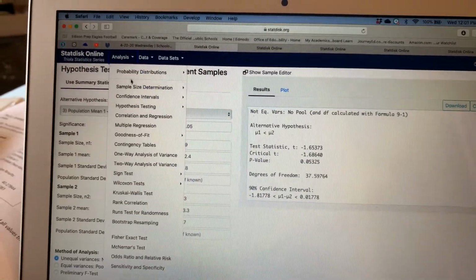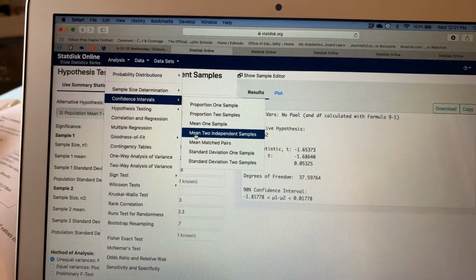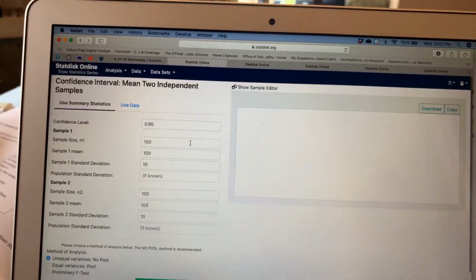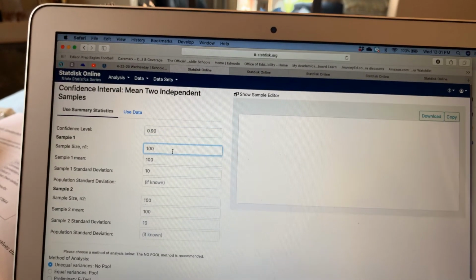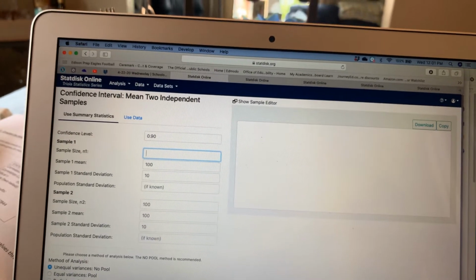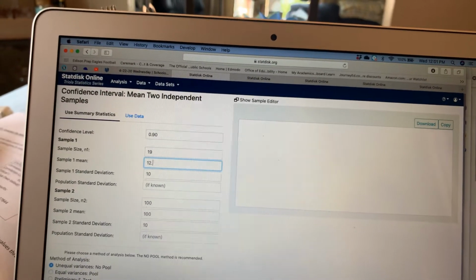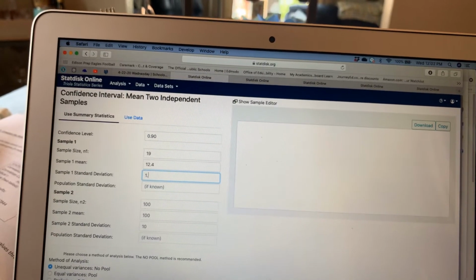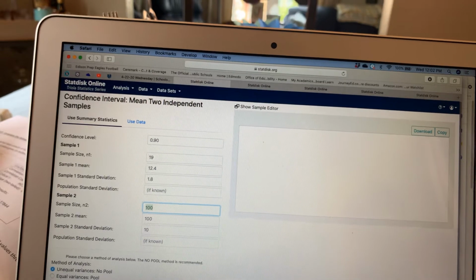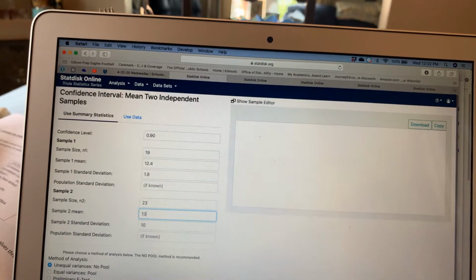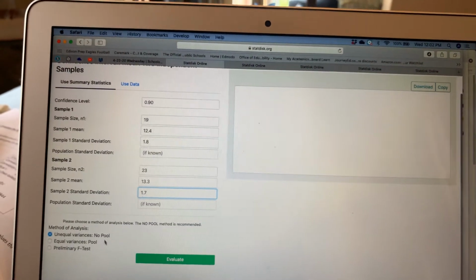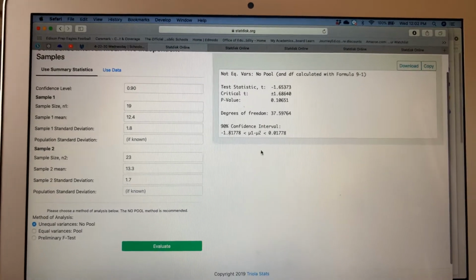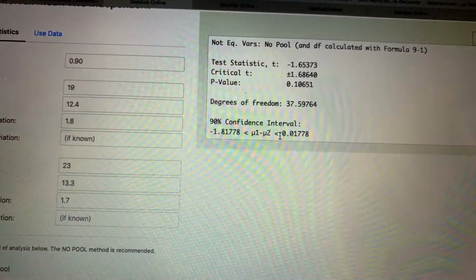Let's see if that matches what we do when we actually run analysis, confidence intervals. Again, we're choosing mean for 2 independent samples because that's what we have. And plug in our information again. Remember, it told us to use a 90% confidence level, so we're changing to 0.09. Let's see, we had a sample size of 19, sample mean of 12.4, sample standard deviation of 1.8 for the first sample. Second sample was a sample size of 23, sample mean of 13.3, and a sample standard deviation of 1.7. Okay, again, we don't change anything down here. So evaluate and look at that confidence interval. It's exactly what was given to us before.